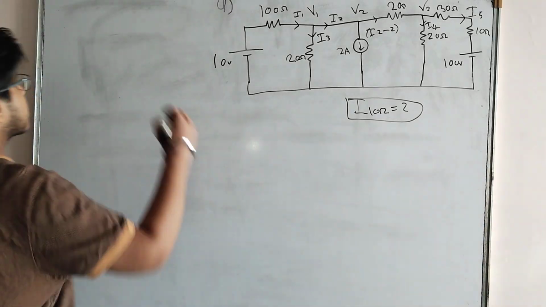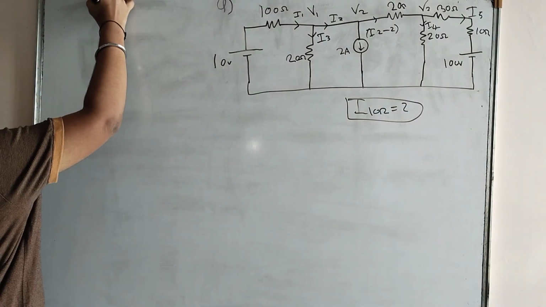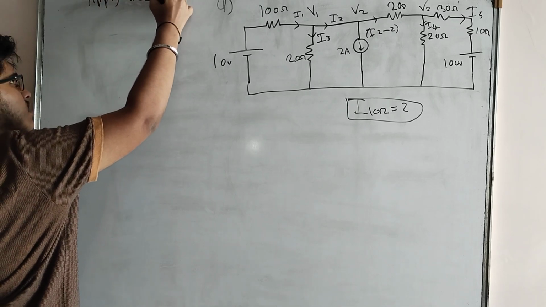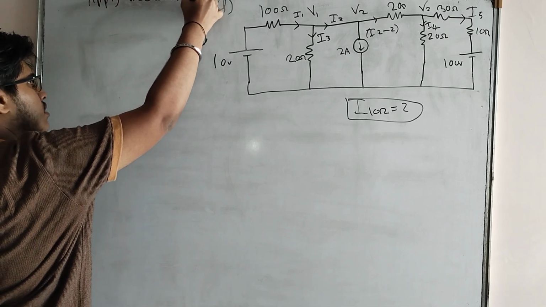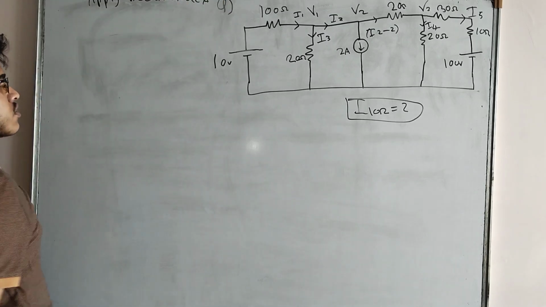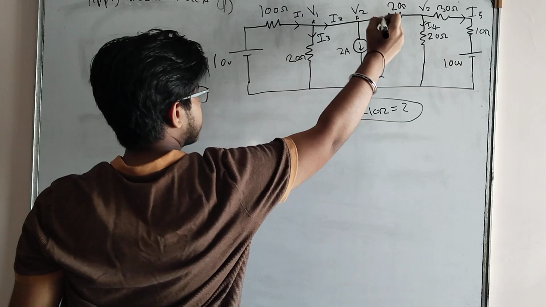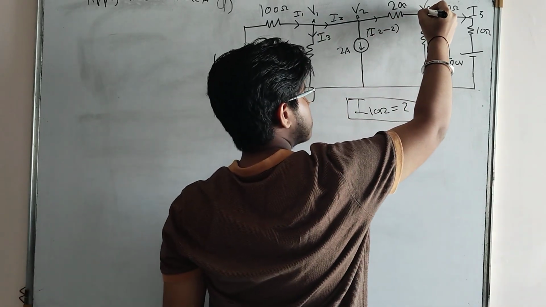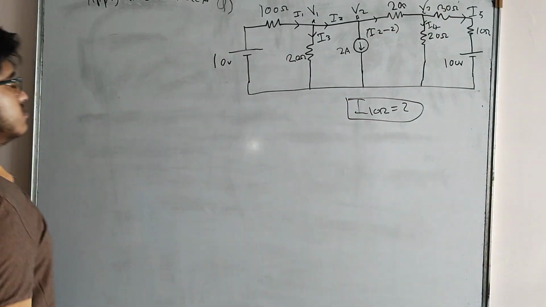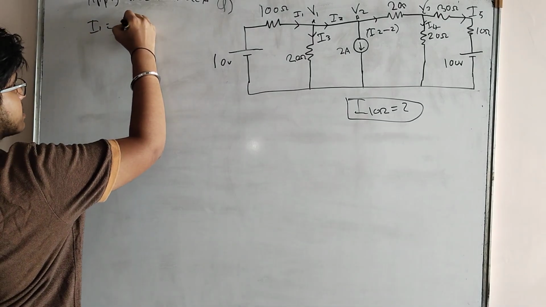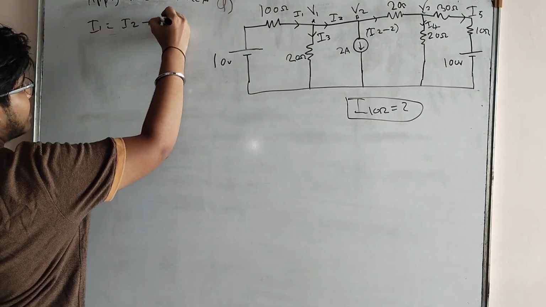I will write here: apply KCL at node A. This is my node A, this is my node B, and this is my node C. I will now go fast. I1 is equal to I2 plus I3.